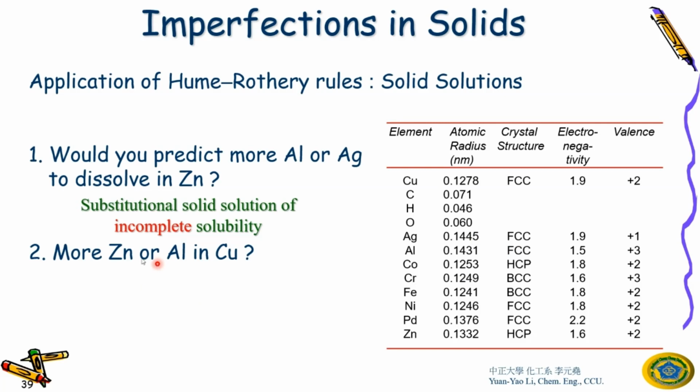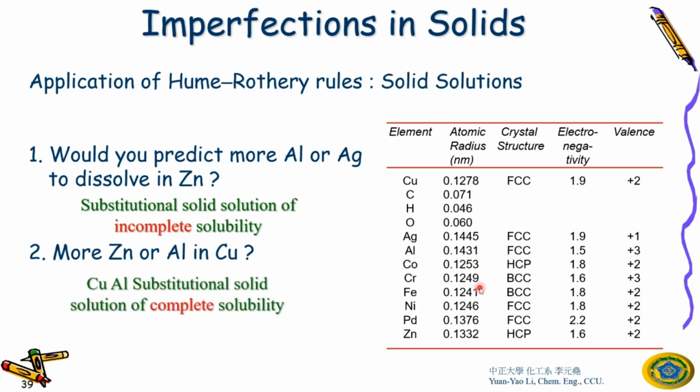And how about zinc or aluminum in copper? Copper here is FCC. Zinc will be HCP. Aluminum will be FCC. So according to this, you find out that aluminum is better compared to the zinc. Right, so you need more practice for this. Please check out one by one according to the Hume-Rothery rules from number 1 to number 4. Okay.